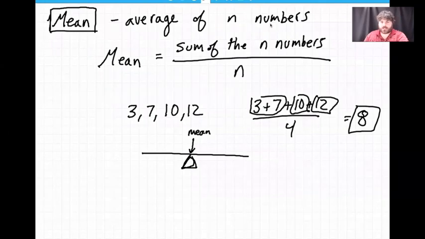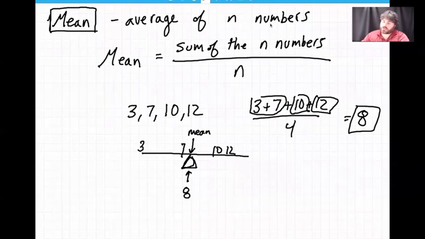So where do these numbers sit? Well, we know our mean was 8. If you think about it like a number line, 8 is right in the middle there, okay? So we have a 3, which is way down here, a 7, which is pretty close, a 10, which is kind of close, and a 12, which is also kind of close. And you see how that averages out to be 8.